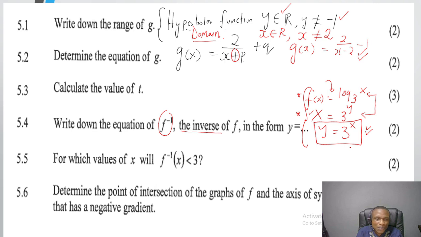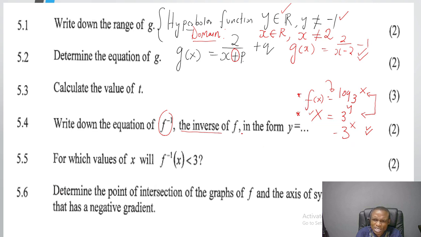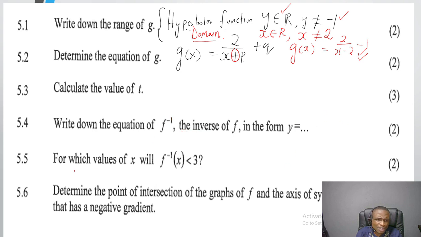Now here they are saying, for which values of x will the inverse be below 3? For which values of x will the inverse be below 3? Now, this kind of question can be easily answered with the aid of a diagram. Yes, with the aid of a diagram, we can solve this problem. So they are looking for which values of x will the inverse be below 3.